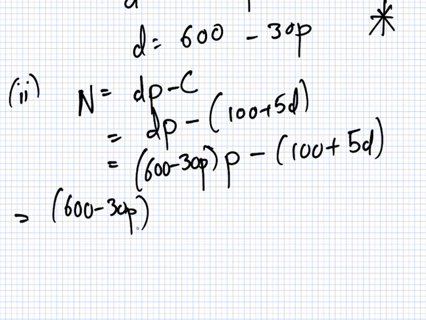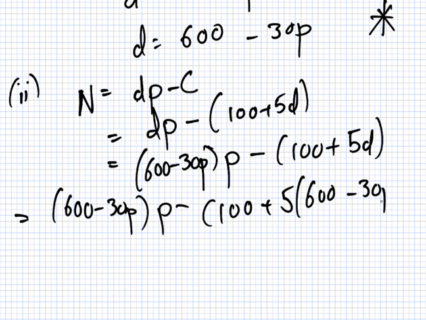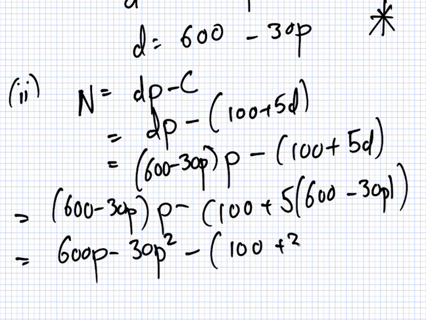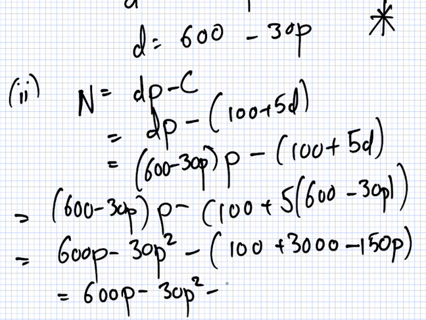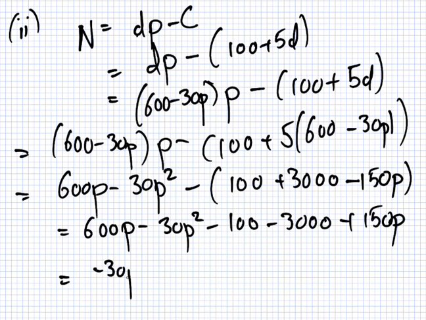600 minus 30p, p minus 100 plus 5D, which is 600 minus 30p. Okay. So there's more to multiply. 600p minus 30p squared minus 100 plus 3000 minus 150p. So that is 600p minus 30p squared minus 100 minus 3000 plus 150p. So in total you get minus 30p squared plus 750p minus 3100. That's the formula for profit. So that's part two.